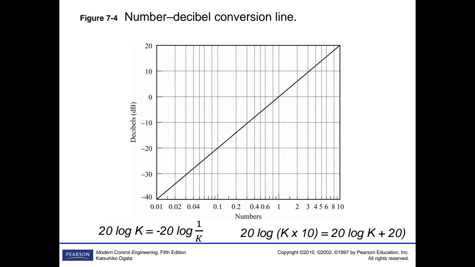Logarithm of 1 is equal to 0. So 20 logarithm of k is equal to minus 20 logarithm of 1 over k. One rule, this one. And k times 10 is equal to 20 log k plus 20. Bunları unutmayayım diye yazdım. Ezberlemenize gerek yok. Şimdi bode plot nasıl çiziliyor onu göstereceğim.